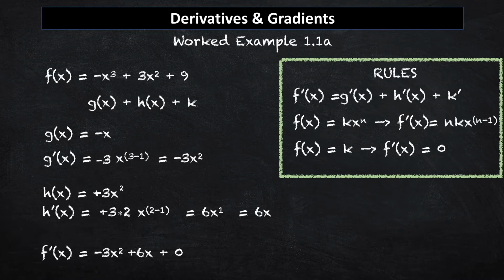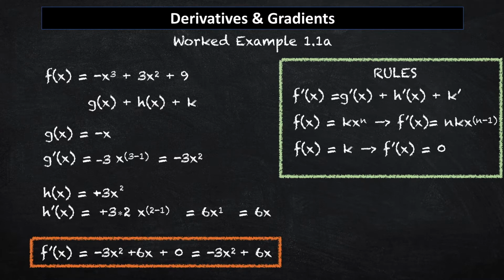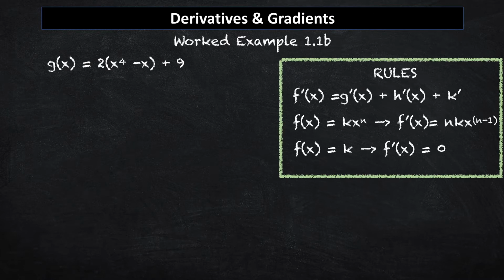So now we apply the first rule that we wrote in our box of rules, and we write that the derivative of f is the sum of the derivatives of the functions g, h, and k. And so the derivative of f is equal to minus 3x to the power of 2 plus 6x plus 0. We can ignore the plus 0, and so this is the final derivative of the function f. Now let's see another example.